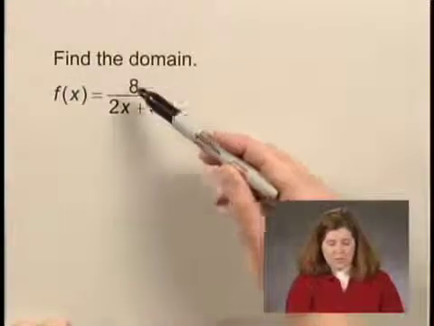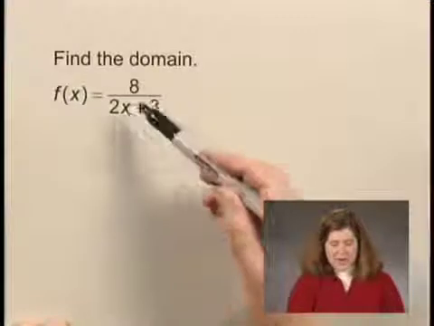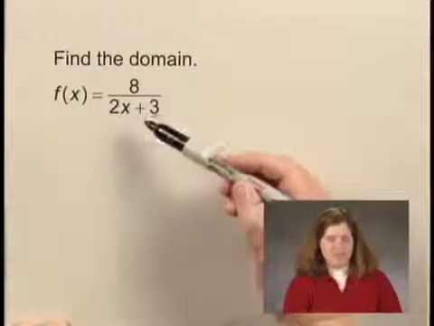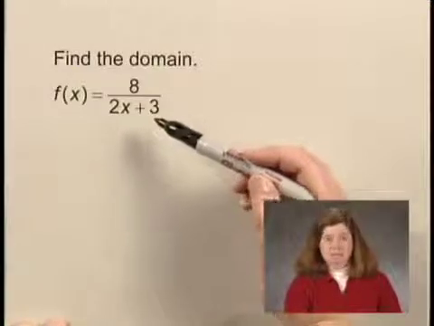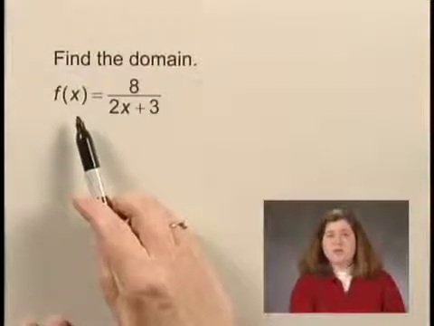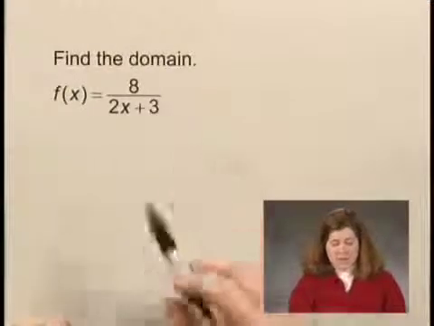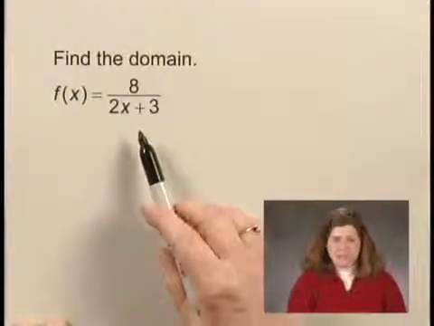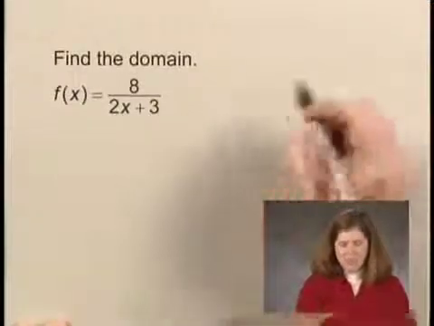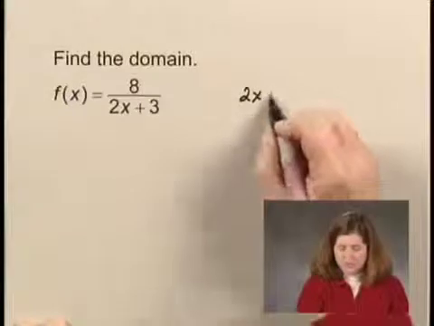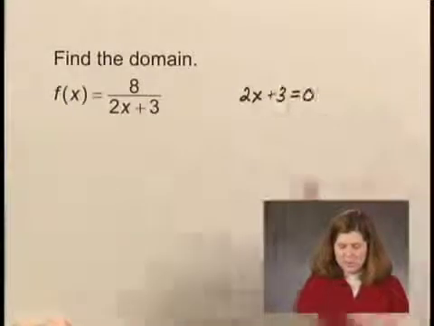Now, we can multiply 2 by any number and add 3, but we cannot divide 8 by any number. In other words, the number that we cannot divide by is 0. So this function will not be defined when the denominator is 0. So in order to find the number that is not in the domain, we work over to the side and find out what number will make 2x plus 3 equal to 0.